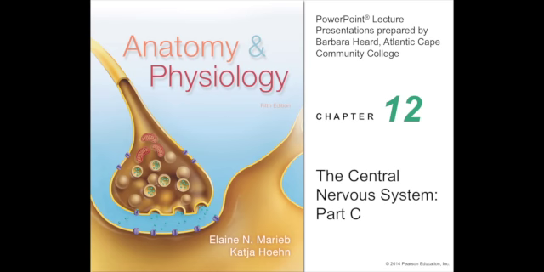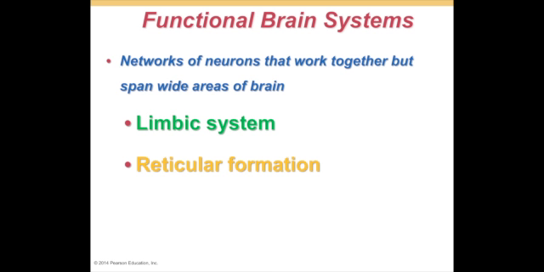Hello, let's go ahead now and talk about functional brain systems of the central nervous system. That is a network of neurons that work together, but the neurons are dispersed widely throughout the areas of the brain. So these are small networks of neurons, aggregates of neuronal bodies dispersed widely throughout the brain tissue, the cortical areas, along with the nuclei in the brain areas that work together. The two such systems are the limbic system and the reticular formation.